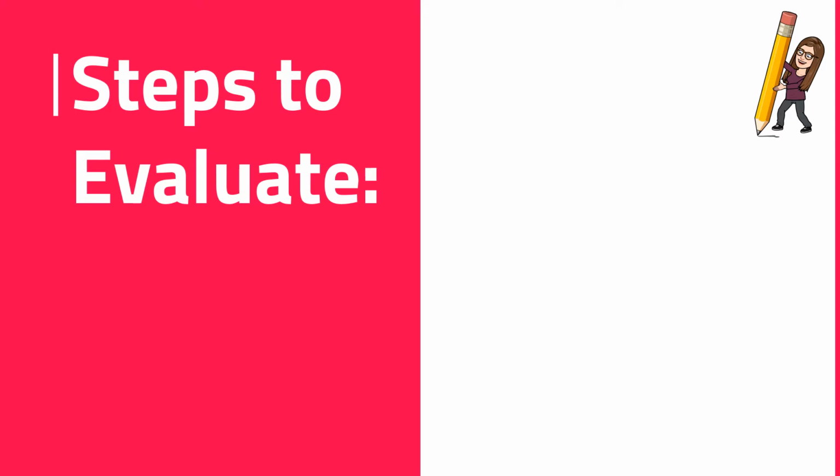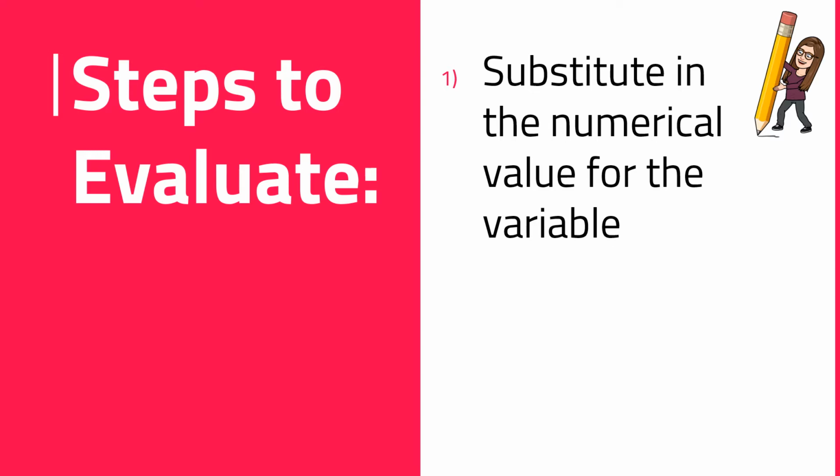First, let's just jot down 2 steps to evaluate. The first step, you're going to substitute in the numerical value for the variable. That means if I tell you x is 7, wherever there's an x, we're going to put a 7. We're going to replace it, is another word for substitute.